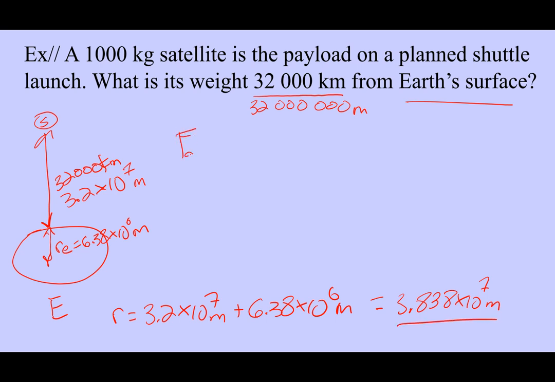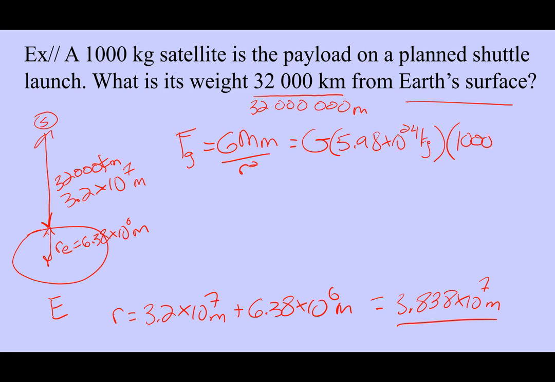So our force of gravity, again, is G, big mass, little mass, over r squared. So it's going to be G, that's 6.67 times 10 to the negative 11, times mass of the Earth, 5.98 times 10 to the power 24 kilograms, times how much mass is the satellite? 1,000 kilograms. And they are separated by a distance of 3.838 times 10 to the power of 7 meters. And don't forget that squared. Lots of people mess up by not squaring that.